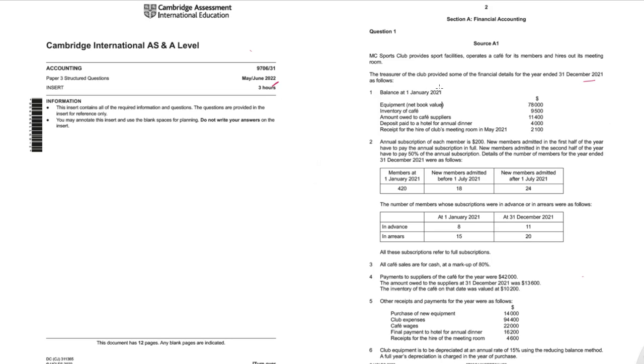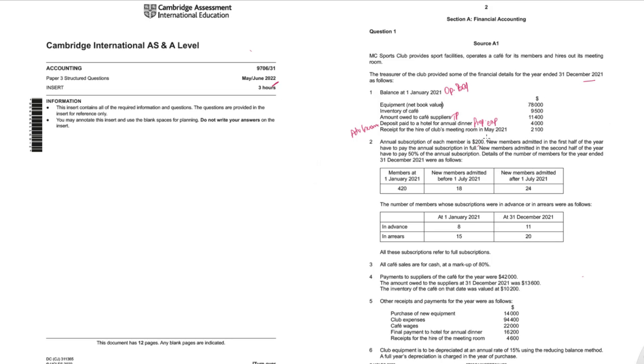These are balances at 1st Jan 2021. So these are all opening balances: equipment, inventory of cafe, amount payable to cafe suppliers. So these are trade payables. Deposit paid to a hotel for annual dinner. Basically, this is like a prepaid expense, so we'll call it prepaid expense. Receipt for hire of club's meeting room, so income received in advance. I'll call it advance income. All these are at the opening date.